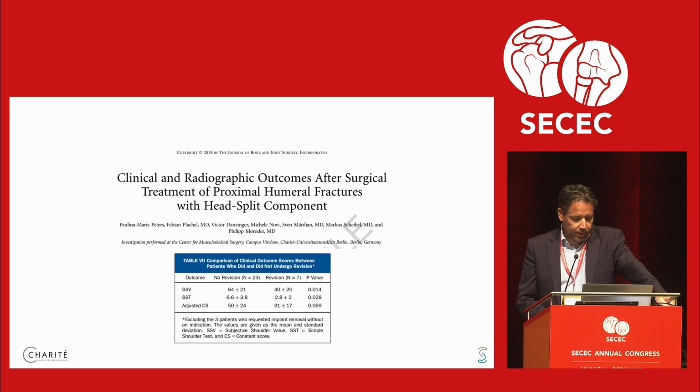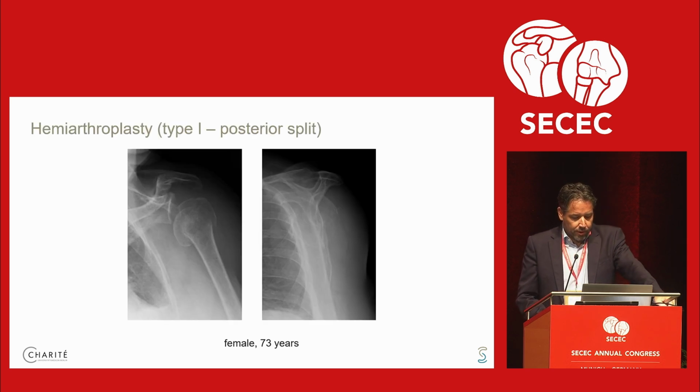We also looked at our cases. Also in our series, the complication rate was pretty high, and it was clear that if patients went on for revision after a failed head split treatment, the Constant score is significantly lower compared to patients without any revision. Then the question: is there for head split fractures an indication for hemiarthroplasty? Everyone, you know, is avoiding hemiarthroplasty nowadays for proximal humeral fractures.